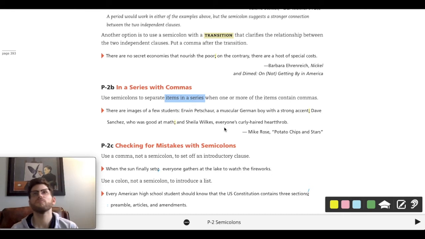I've been to Albany, New York, Chicago, Illinois, Los Angeles, California. Okay, those three city-state pairs. Each of those items in the series has further punctuation within it. Albany, New York, I'm separating Albany from New York with a comma, so that I don't confuse my reader. Albany is one thing, New York is another thing. I don't want to add that level of confusion. So what you would do for clarity's sake is say, I've been to Albany, comma, New York, semicolon.